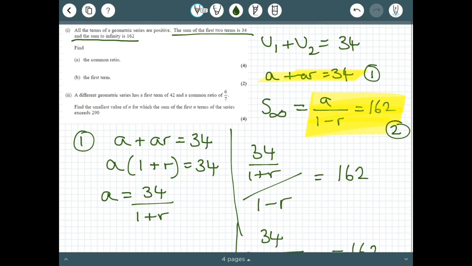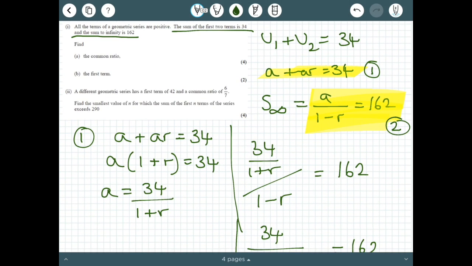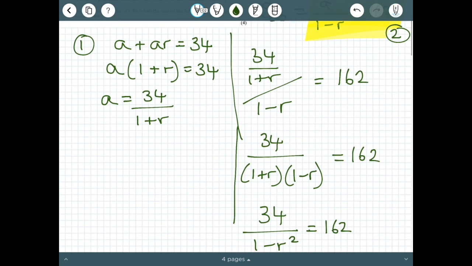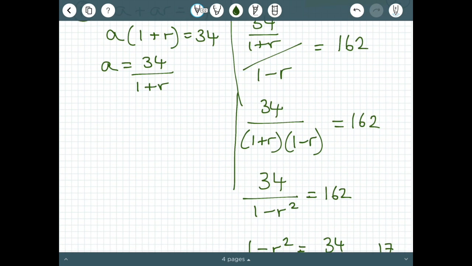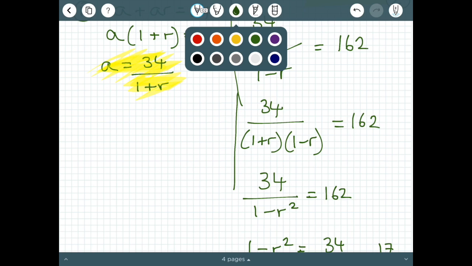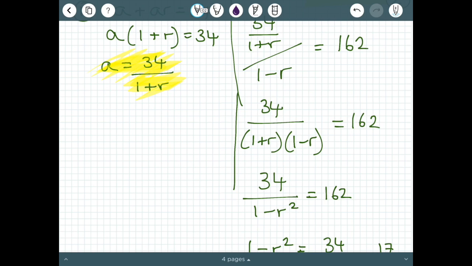The second part of this question, we're trying to find the first term now. And we know the first term is a. We've already worked it out previously: a can be written as 34 over 1 plus r. We know what r is already, r is 8 over 9, so let's just substitute that straight into here. Let's choose a different colour, I'll choose purple for this bit.